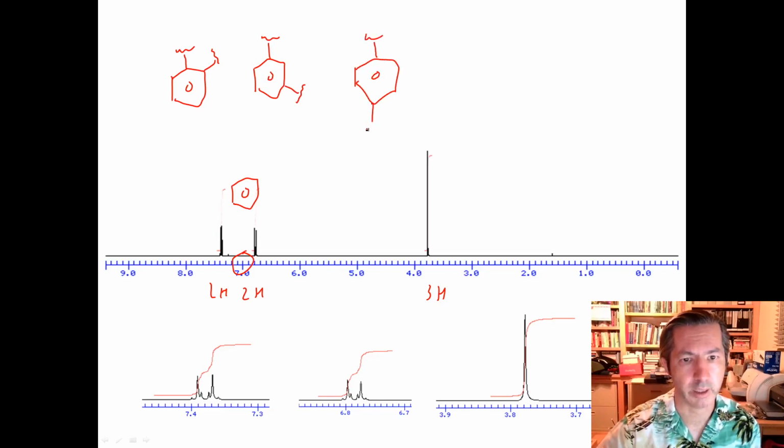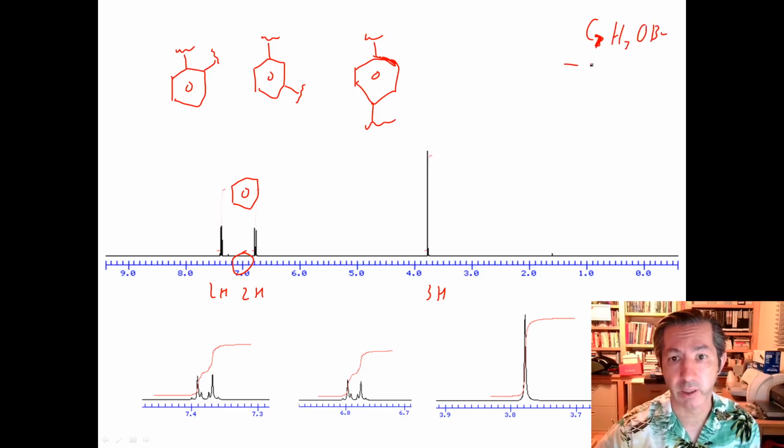Ooh, that's an ugly looking ring there. Okay, let's clean that up a bit. So that's one of our puzzle pieces. We had C8, now let's make that C7, H7OBr. We just figured out what to do with 6 of our carbons and 4 of our hydrogens.